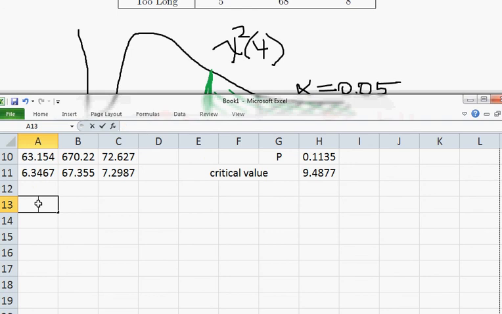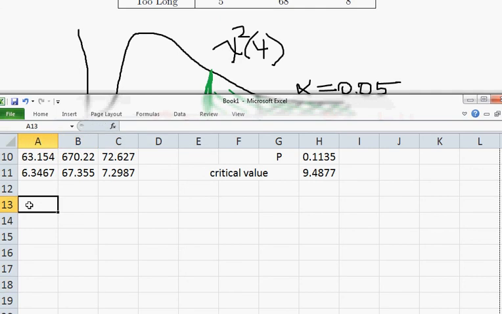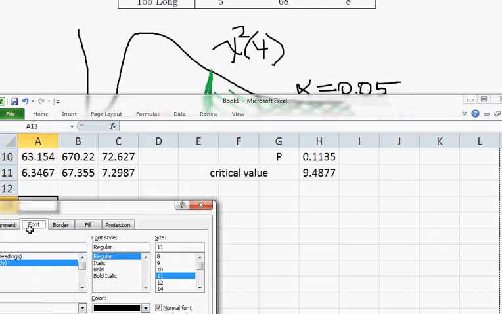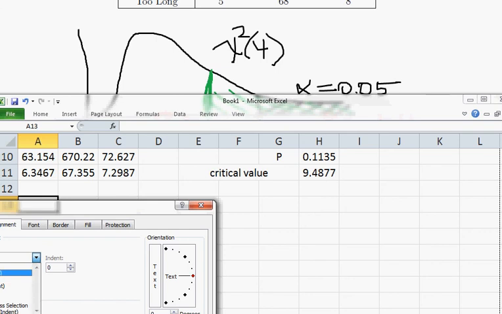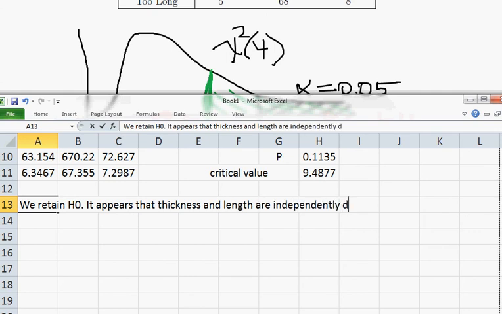And let me again get the alignment to work so that it'll be easier to write. So we retain the null hypothesis. It appears that thickness and length are independently determined. That there's no association between, say, having an overly thick versus overly long pin, and so on. So for these steel pins, it appears that the characterization of both thickness and length are independently determined.